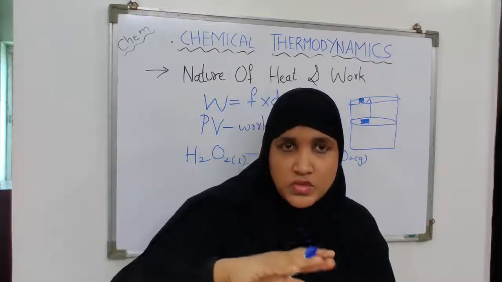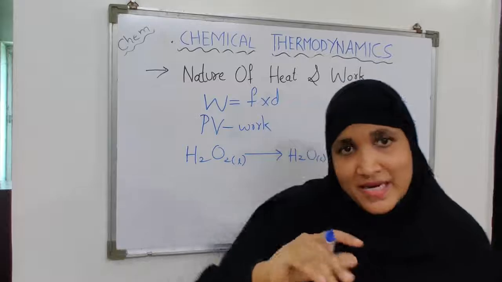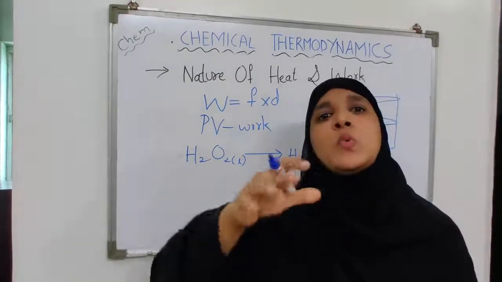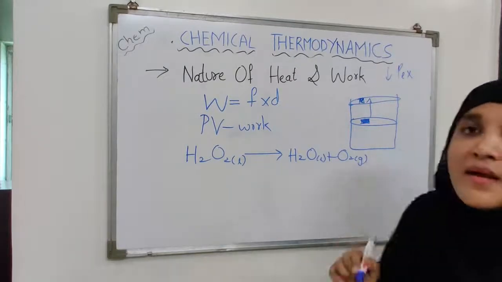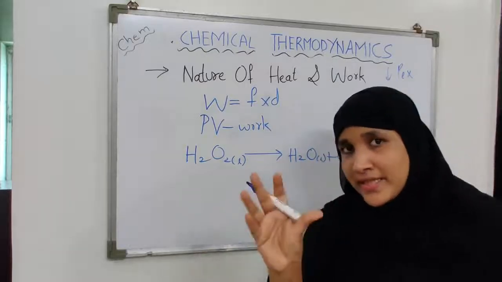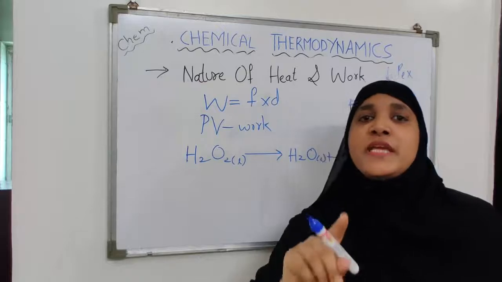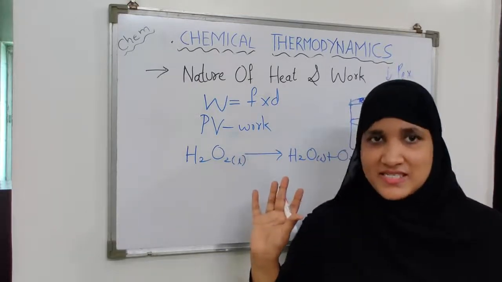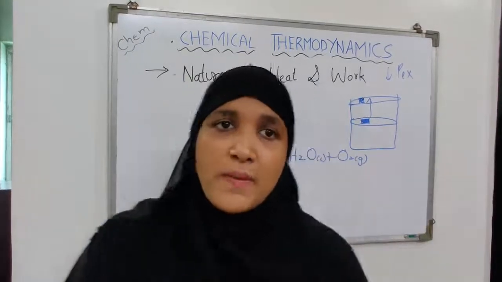Okay, so this was the work of expansion, and the system was expanding and lifting the mass. Therefore the system was doing work against the constant external pressure. And for doing that work, the system will lose energy, which will be equivalent to the amount of work that is done by the system. In the same way, let us take the work of compression.